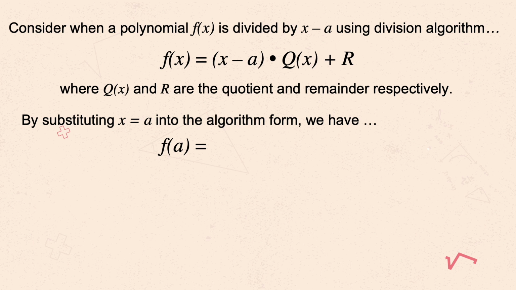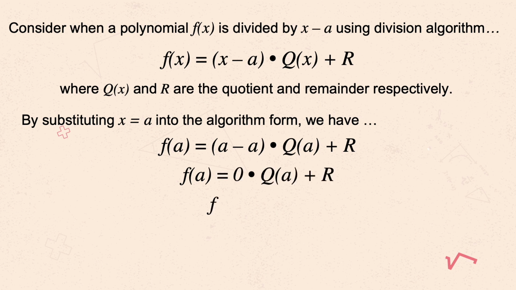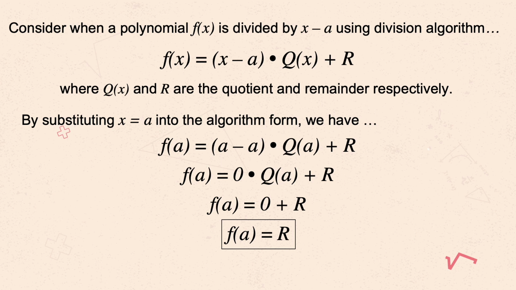So substitute the value of a into the given algorithm: it will be a minus a times q of a plus r. Now we all know that a minus a is equal to 0, times q of a, plus r. Multiplying 0 times q of a will give us 0 plus r, and 0 plus r is equal to r. And this now gives us the remainder theorem.